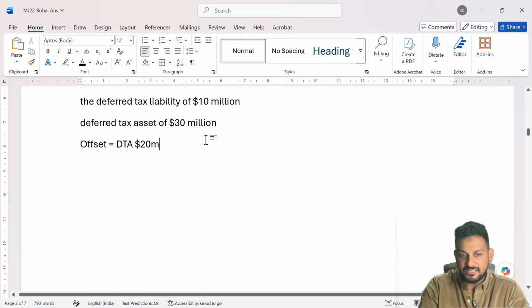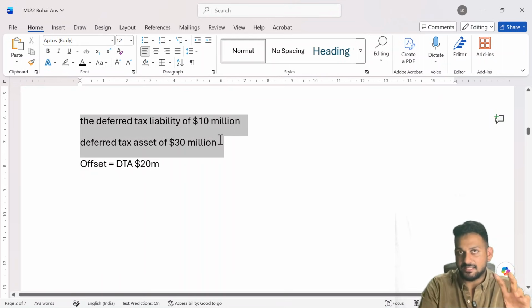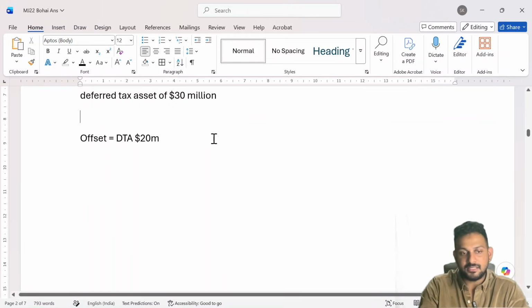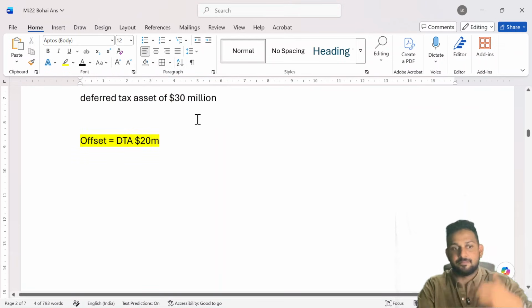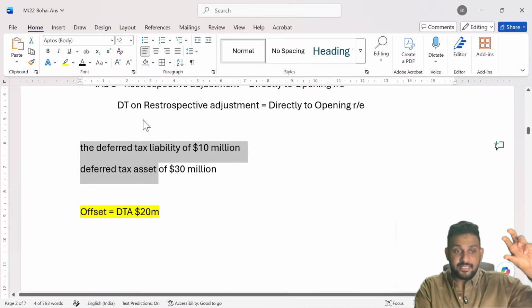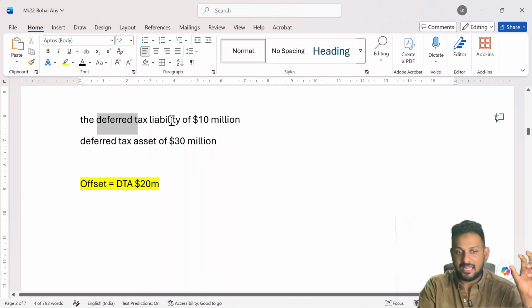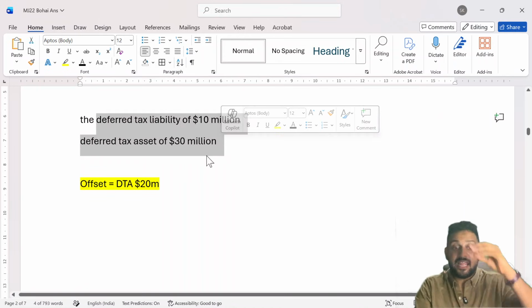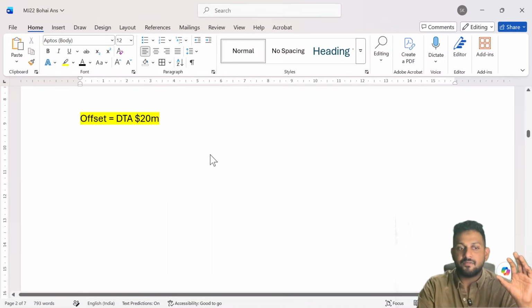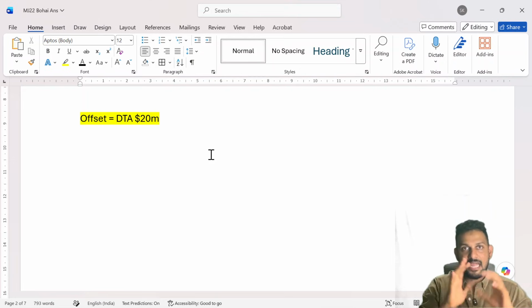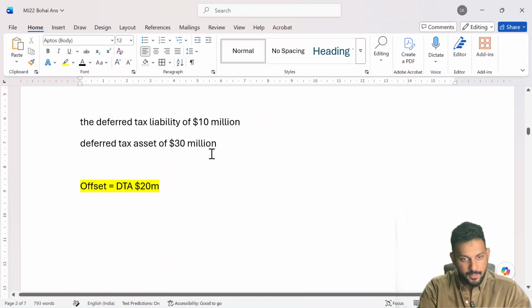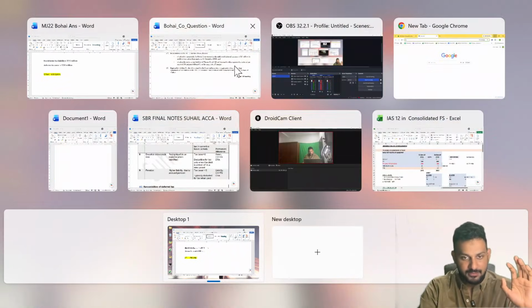So they are asking that instead of recording the deferred tax liability and asset separately, can we record a single amount by netting off, that is 20 million. This is what offset means. Instead of recording these two items separately, deferred tax liability 10 million and deferred tax asset 30 million, we are recording the net amount of 20 million. They're asking whether this netting off or offset is allowed or not as per IAS 12. Clear? These are the two requirements.